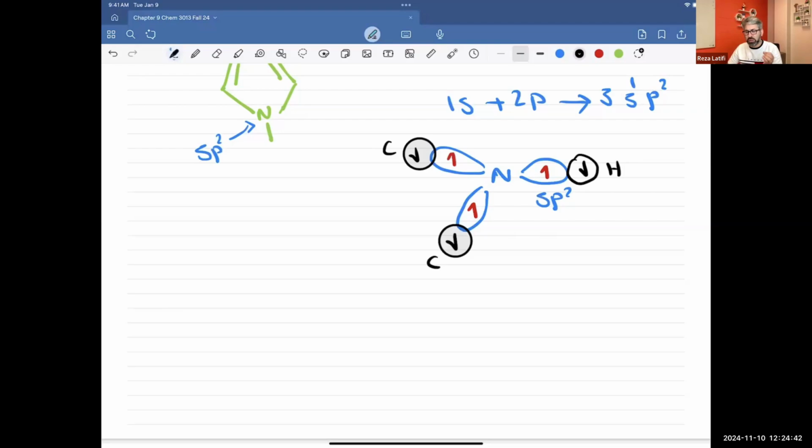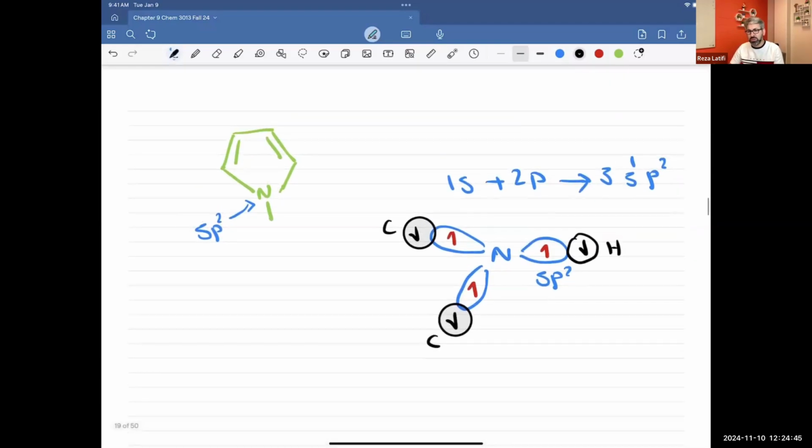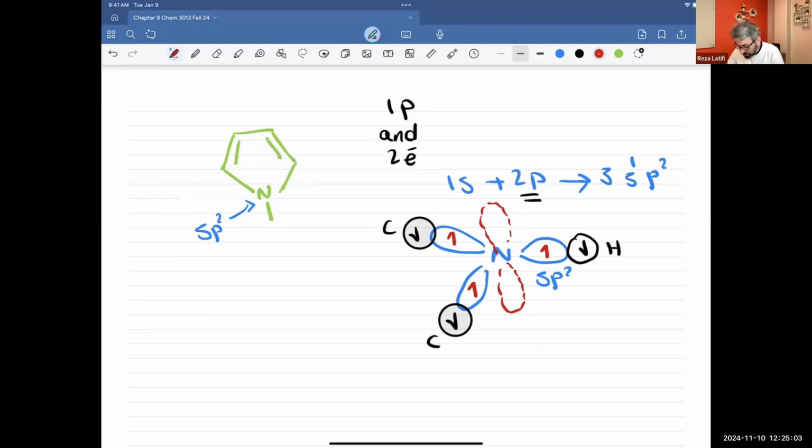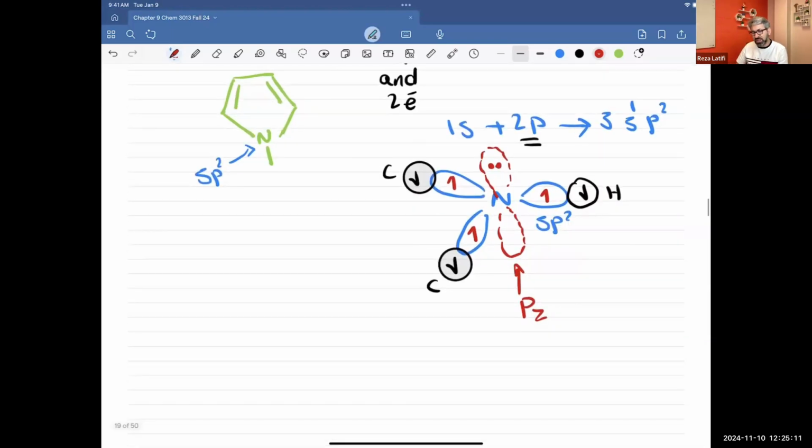We are left with 2 electrons, and nitrogen had 3 p orbitals. We used only 2 of them, so we are left with 1 p orbital and 2 electrons. Where should we put those 2 electrons? We're going to put them inside this orbital, which is aligned with Z, so we call it PZ. So the hybridization, instead of sp3, will be sp2, and the p orbital will have 2 electrons in it.